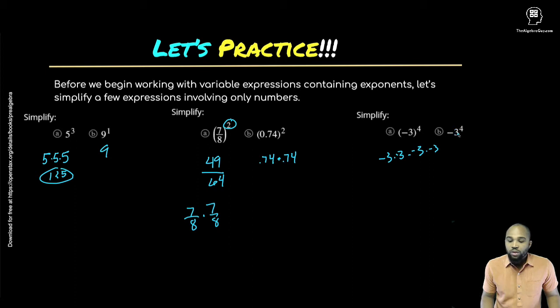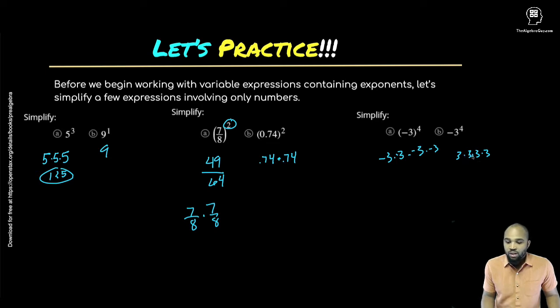Here, negative 3 to the 4th. Now, this is a little bit different, although they look alike. The only difference here is parentheses. The difference here is that you're going to take 3 to the 4th, 3 times 3 times 3 times 3, and whatever answer you get, in this case, I think it's 81.